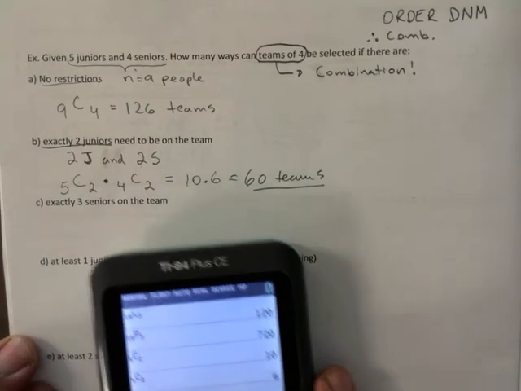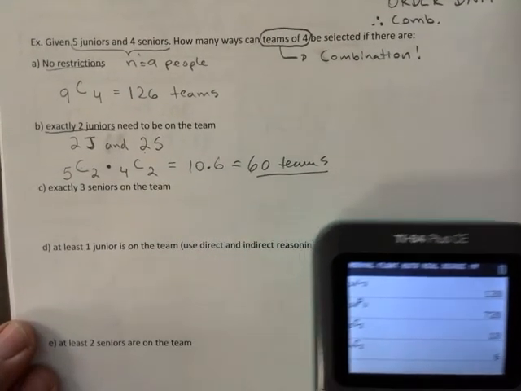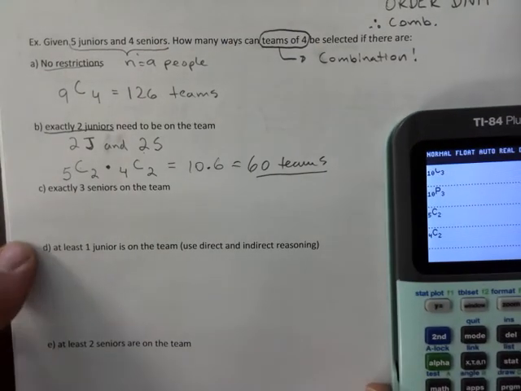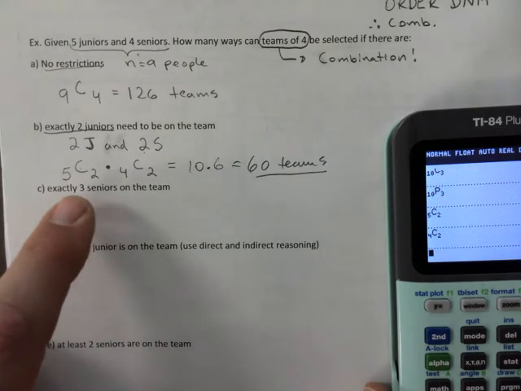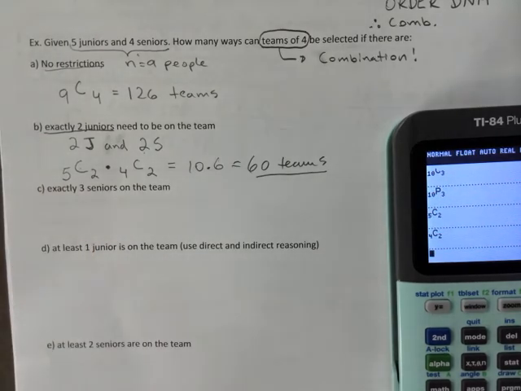5 minutes. I don't want to do D. I know I need more time for D and E, so I'm going to leave that one. We'll just do this one more here.